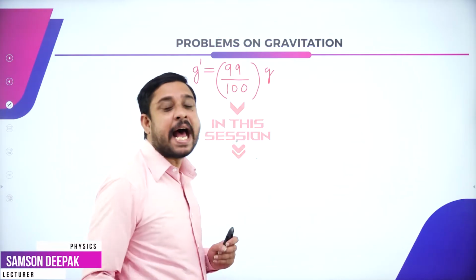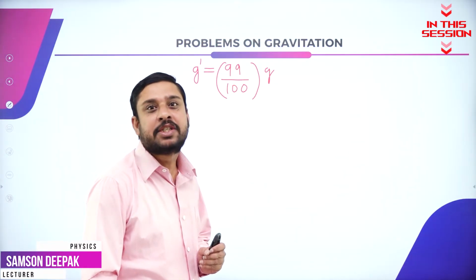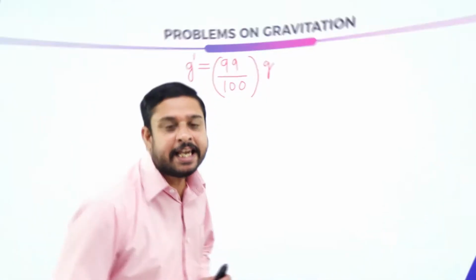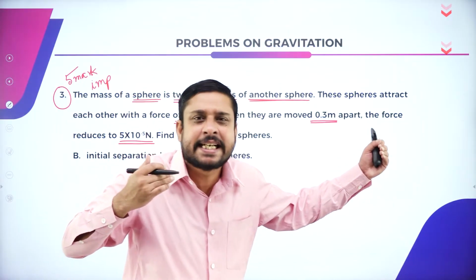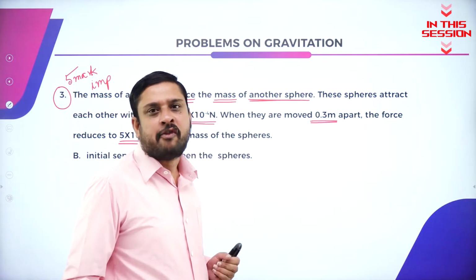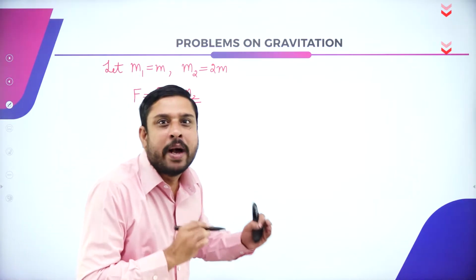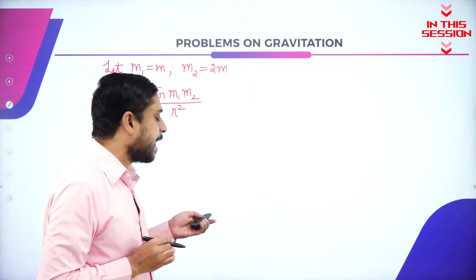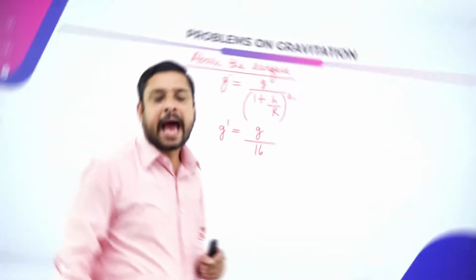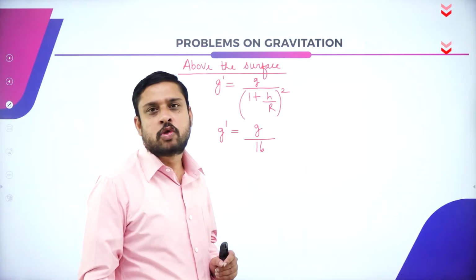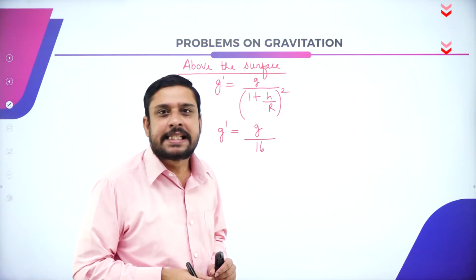1% less than the acceleration due to gravity. When the distance is increased, naturally force has to decrease. So when they are separated by this distance r, when r is the distance between them, acceleration due to gravity on the surface of the earth.